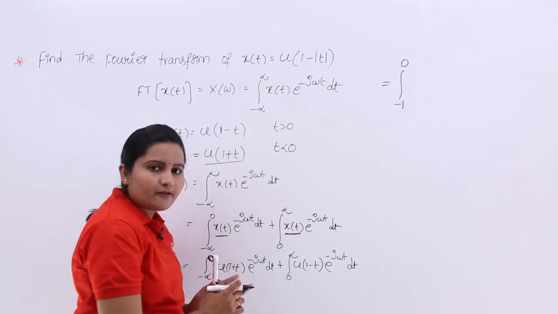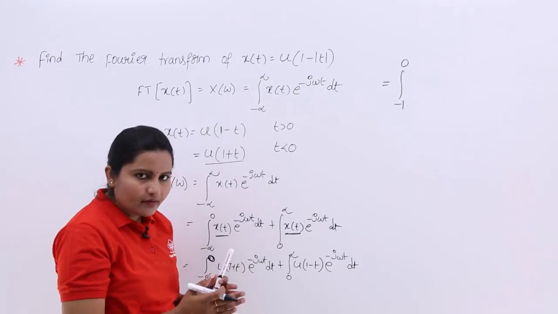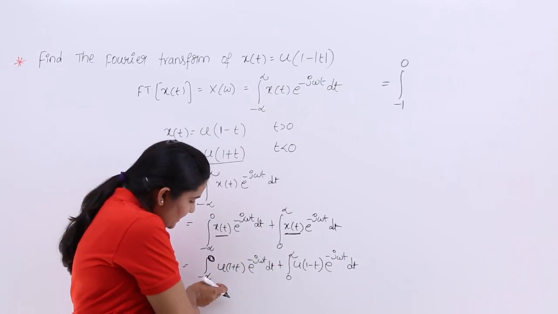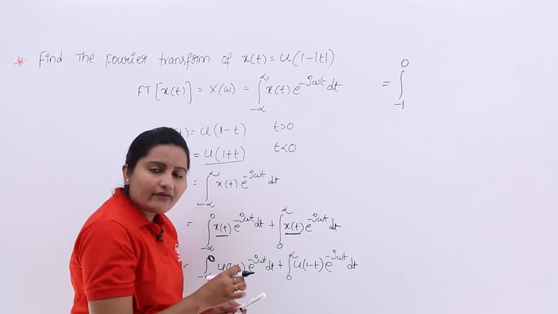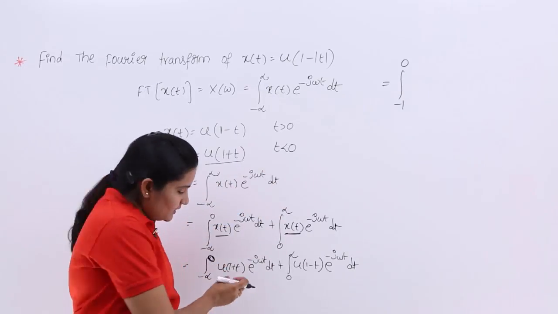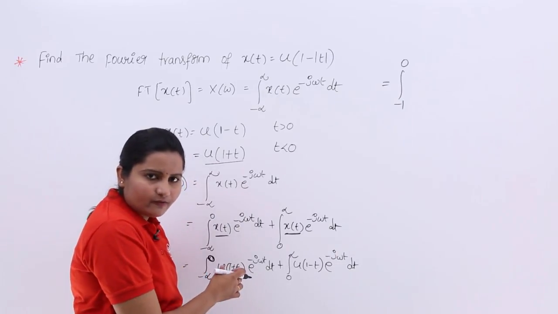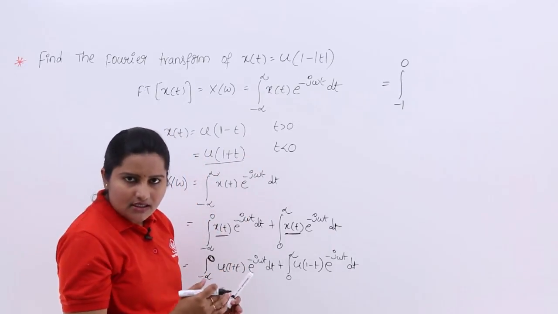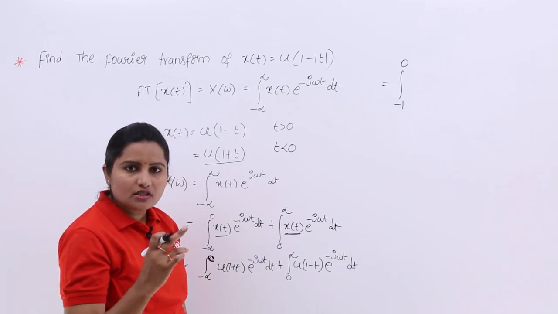Your u of 1 plus t function is equal to 1 from minus 1 to infinity, but here we do not want up to infinity, only up to 0. This limit is limited by this function, understood? So in this integral, we need the effect of the unit step function only up to 0, but it is limiting the lower limit. Initially the lower limit is minus infinity, but because of this u of 1 plus t, the lower limit is limited to minus 1. That means from minus 1 to 0, your u of 1 plus t function is equal to 1.